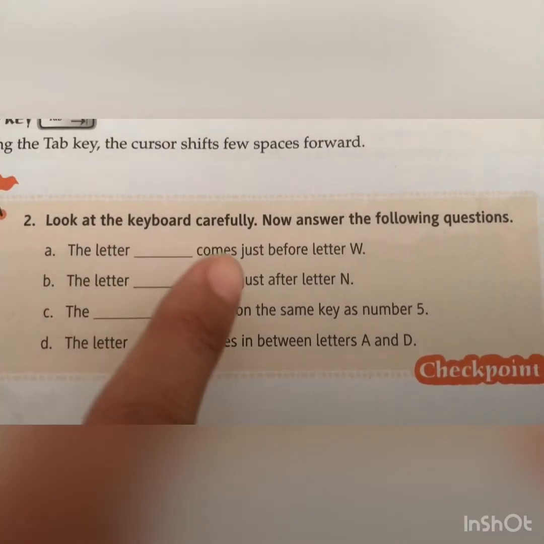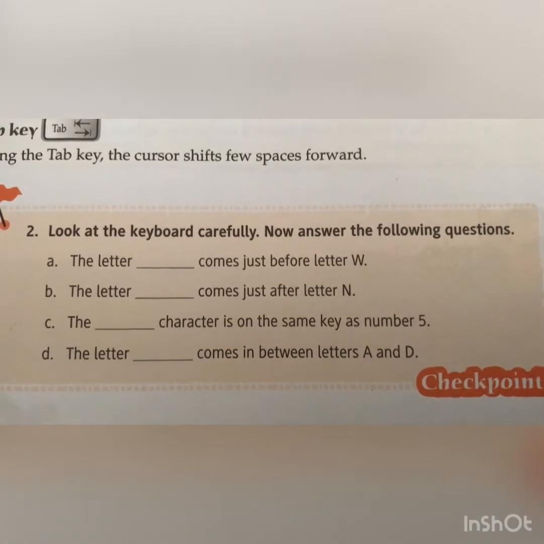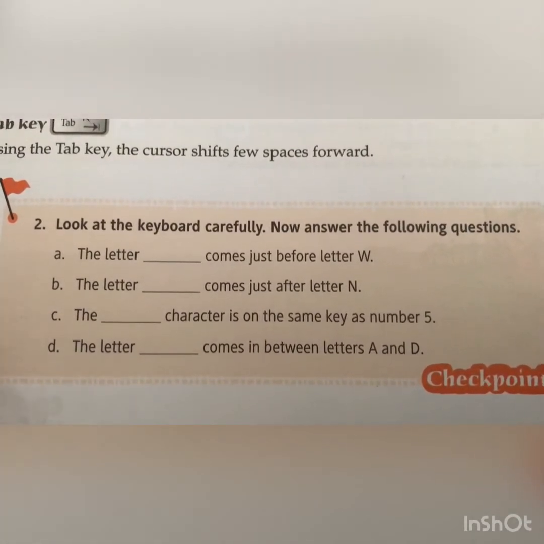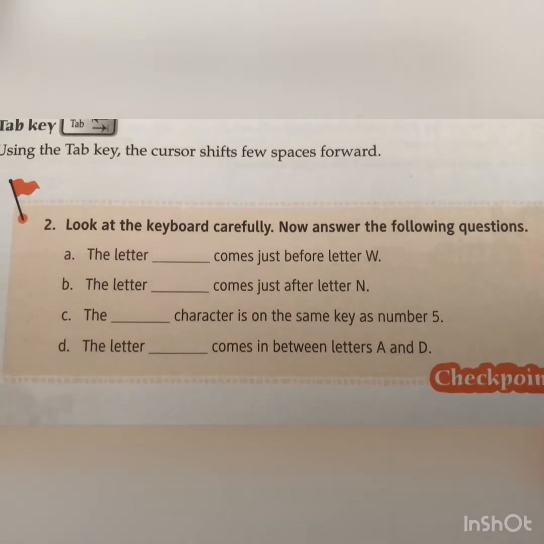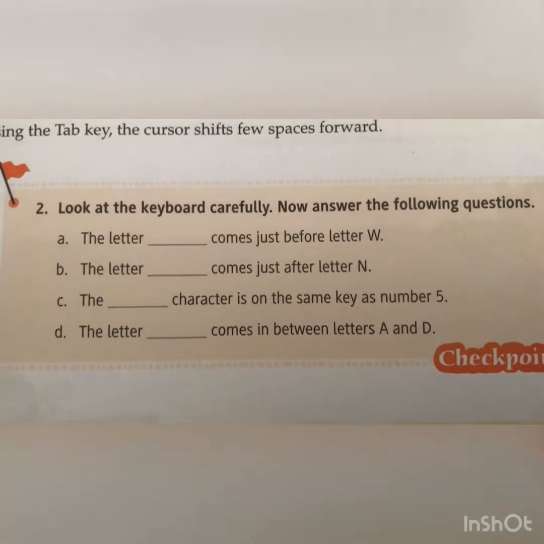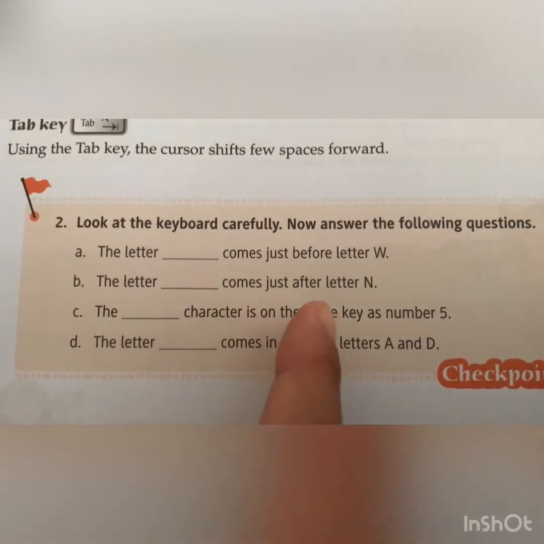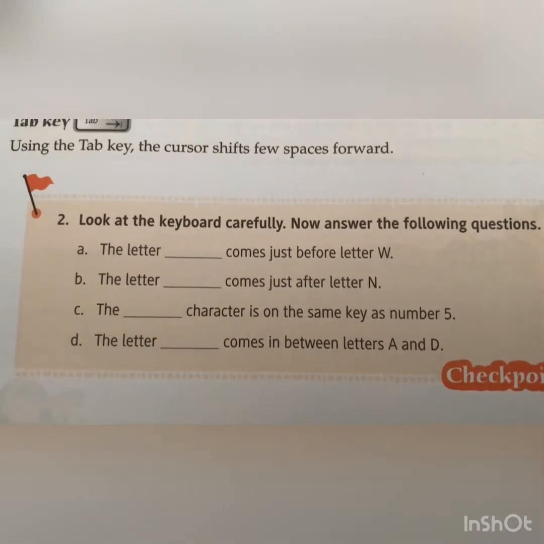Look at the keyboard carefully. Now answer the following questions. You all have to see the picture of the keyboard, and only then will you be able to write the answers. A. The letter dash comes just before letter W. Which letter comes before W? The letter dash comes just after letter N. Which letter comes after N?